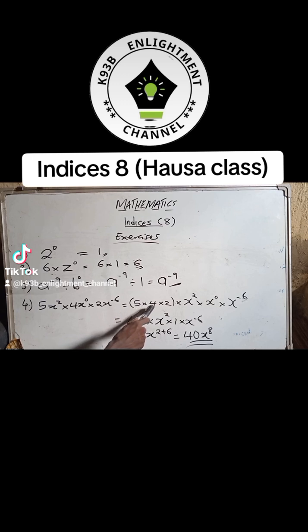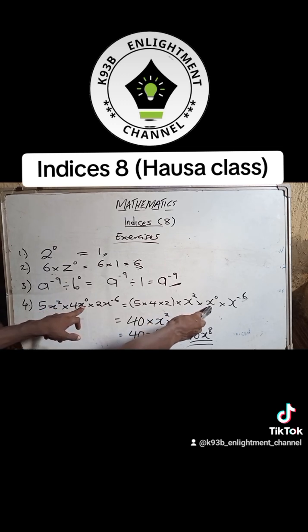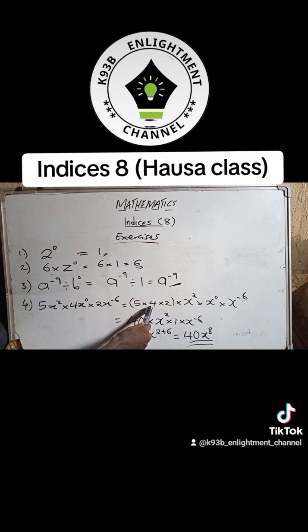Ce 5 times 4 times 2. We are left with x raised to power 2. Sai na sa shi x raised to power 2 a nan. Sai times x raised to power 0 times kuma x raised to power minus 6 a nan. To 5 times 4 zai ba mu 20, times 2 zai ba mu 40.